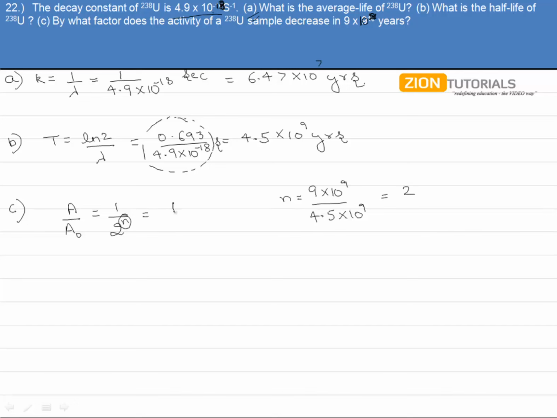So this comes out to be 1 upon 2 to the power 2, that is 1 by 4. So activity is actually getting 1 by 4th of A naught. But they have asked by what factor it decreases. So we can say that it decreases 4 times.